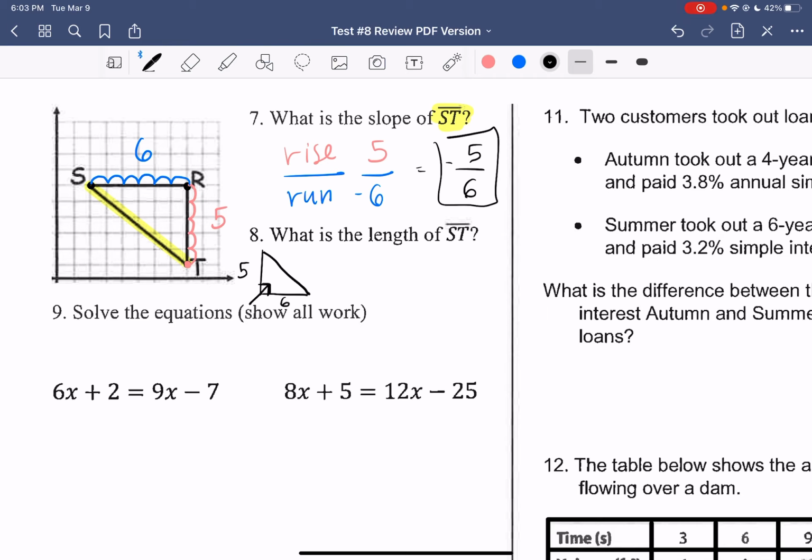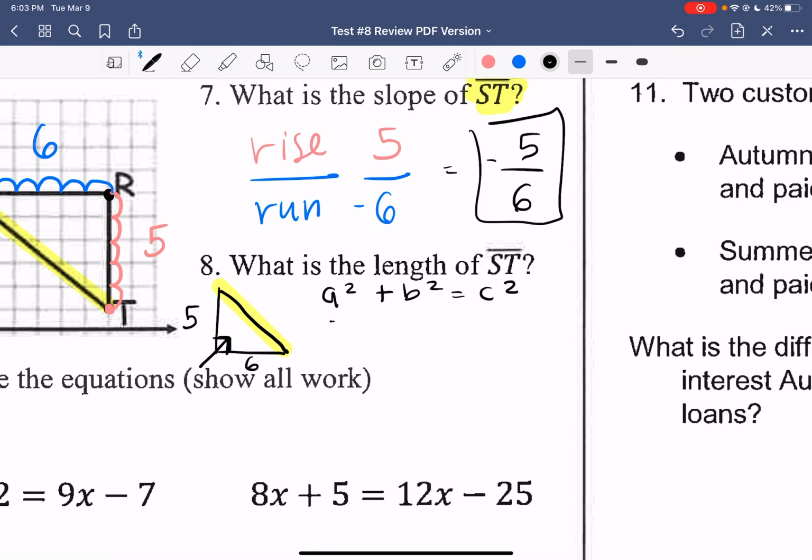So if this is ST, we can find this by using the Pythagorean theorem. So what we're going to do is a squared plus b squared equals c squared. So a is going to be 5 squared plus 6 squared equals c squared. So this is going to be 25 plus 36 equals c squared. So that gives us 61 equals c squared.